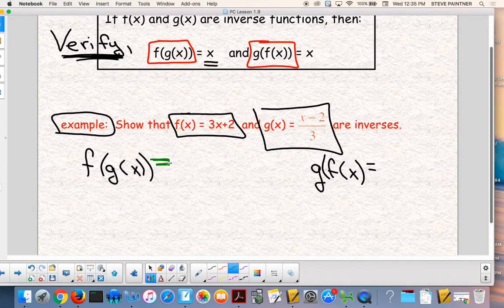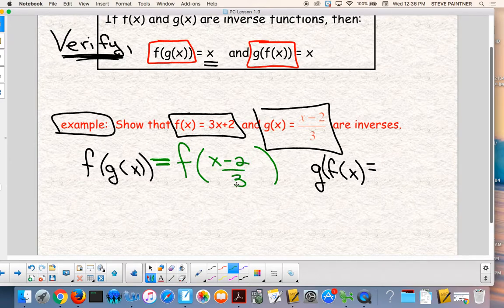Now, if yesterday's assignment went well for you, this is pretty easy. You guys, this stuff is yesterday's assignment. You didn't hardly ask me any questions. g of x is what? x minus 2 over 3. Thank you. x minus 2 over 3.